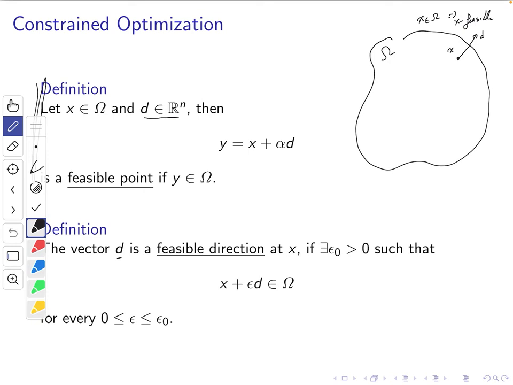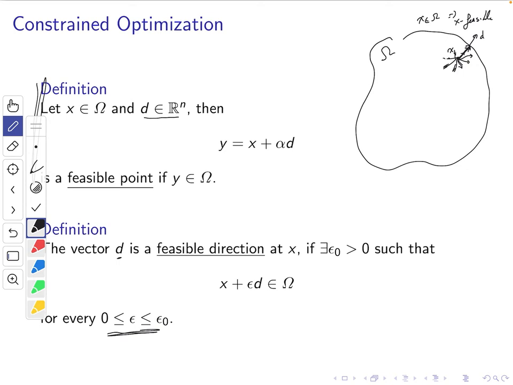because there's some scalar epsilon naught, which would be right here at the boundary, so that the scalar multiple of d is inside of omega, and everything smaller than that. So everything smaller than epsilon naught is also inside of omega. And so actually, any direction from these interior points is going to be a feasible direction.